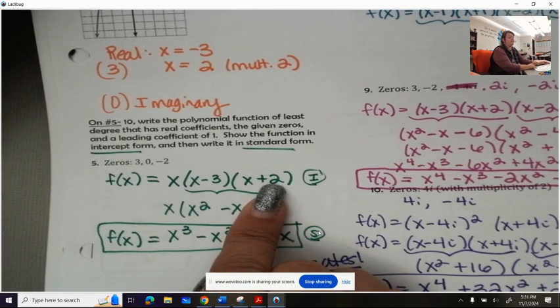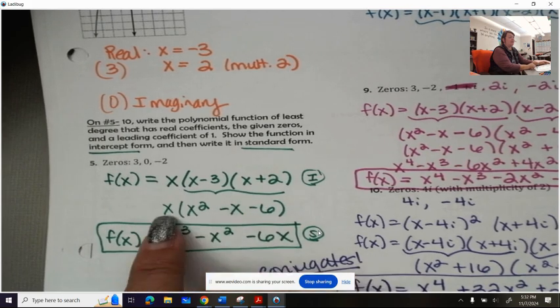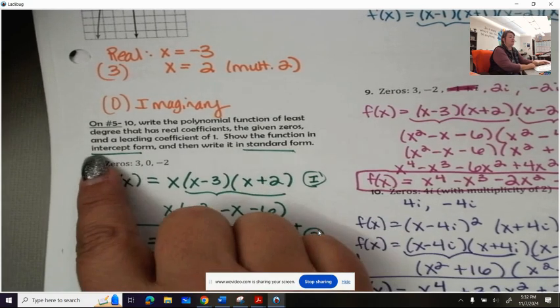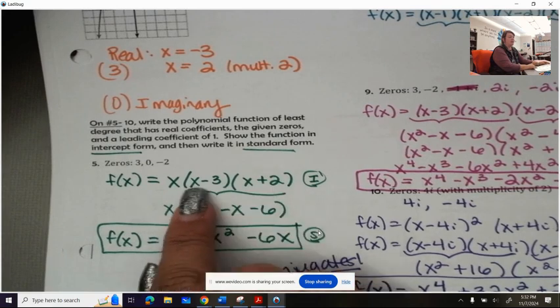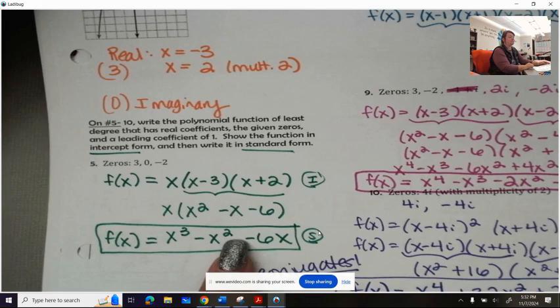So then I FOIL these two out, and then I multiply the x back through. Okay, because this is intercept form. It says show the function in intercept form and standard form. This is intercept form right here, just like it was with the quadratics, but to get it in standard form, we have to multiply it all back out.